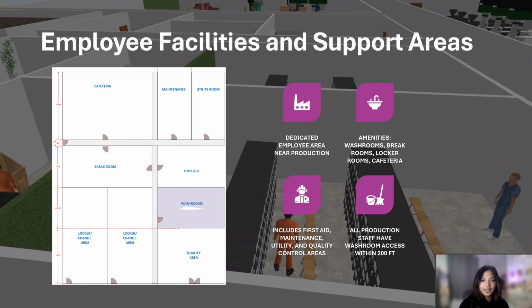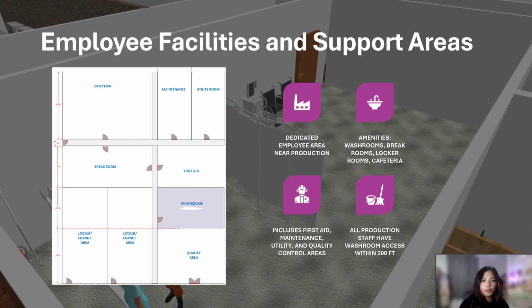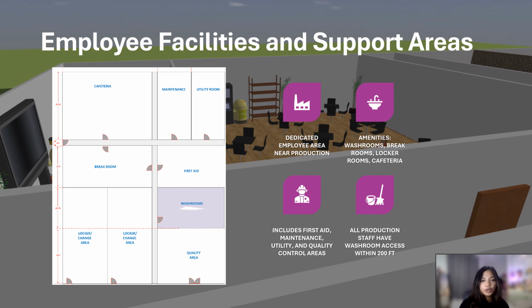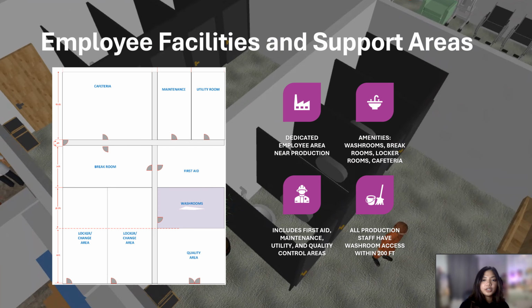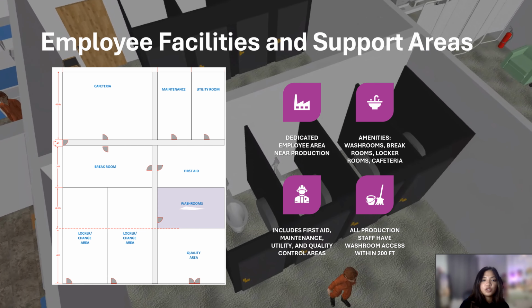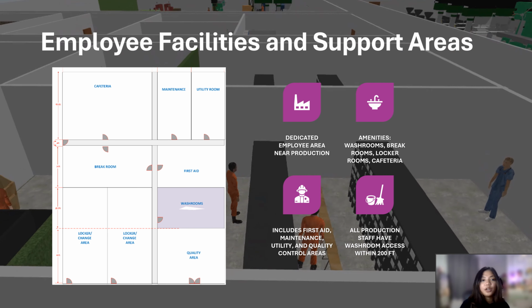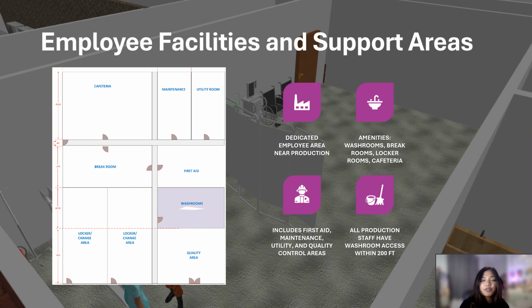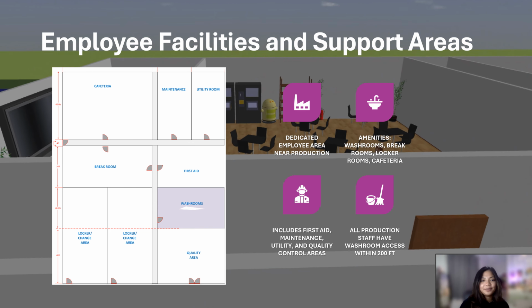Beyond office planning, we created a dedicated zone for employees near the production floor. This area includes locker rooms, break rooms, and a first aid room. A cafeteria gives workers a comfortable place to eat and recharge. We also allocated space for maintenance, utilities, and quality control to keep production running smoothly. Every production worker can access a washroom within 200 feet, supporting safety and compliance.